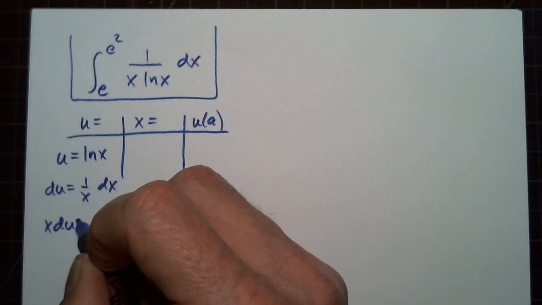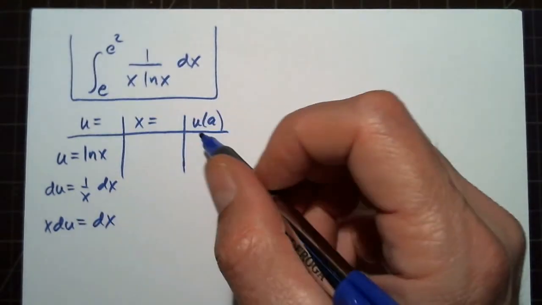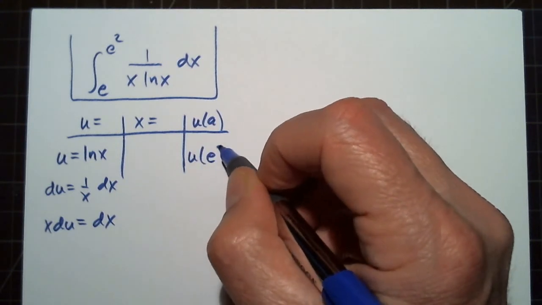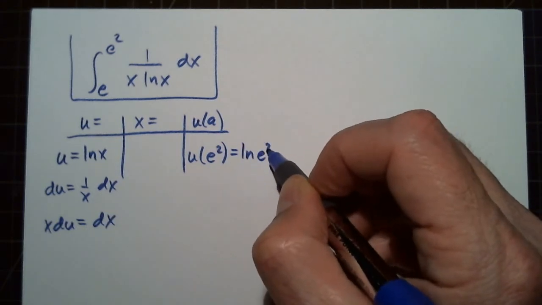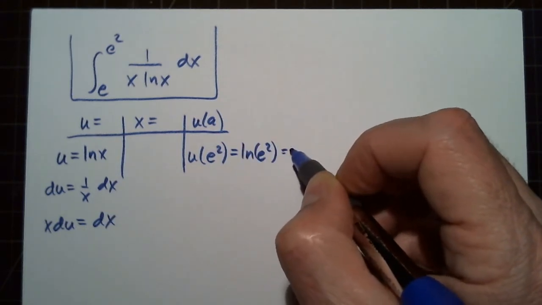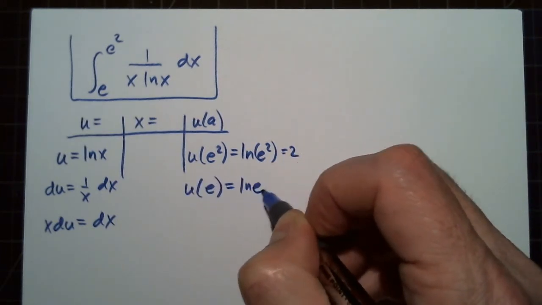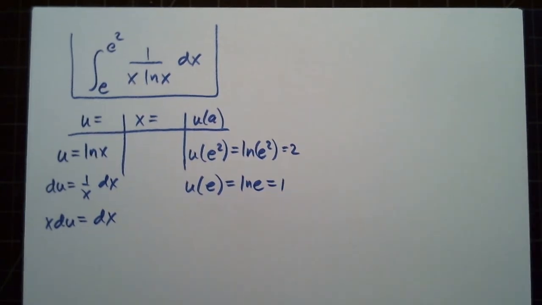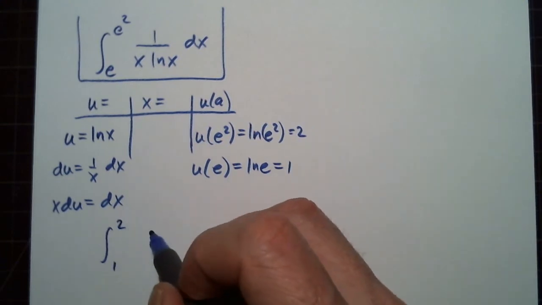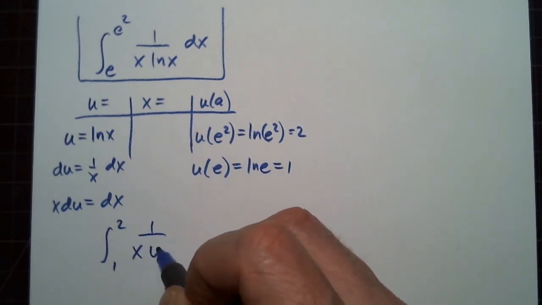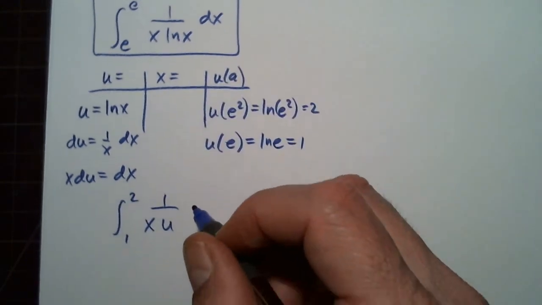So then we try letting u equal part of the denominator. So x du equals dx. Also, we have a definite integral, so it has to be u evaluated at e squared. So that's ln of e squared, and that equals 2. U evaluated at e is ln of e, which is 1. And now we have a new integral from 1 to 2, 1 over x times u, and then dx is x du.